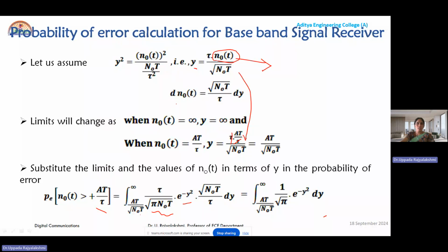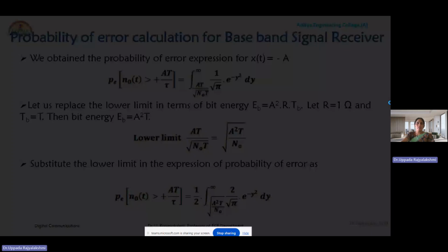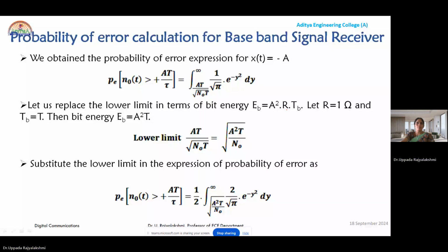What is d n naught of t? Root N naught t by tau into dy, which is equal to integral A t by root N naught t to infinite. Here see, so many terms get cancelled. Root t gets cancelled, tau gets cancelled, root N naught gets cancelled. So finally you will get 1 by root pi e power minus y square dy. But you have to write it in the form of 2 by root pi. So multiply and divide with 2.